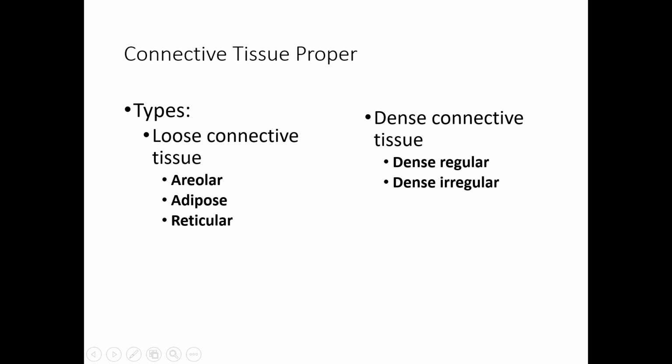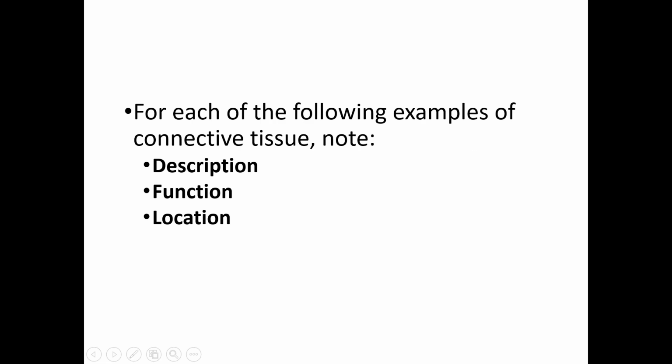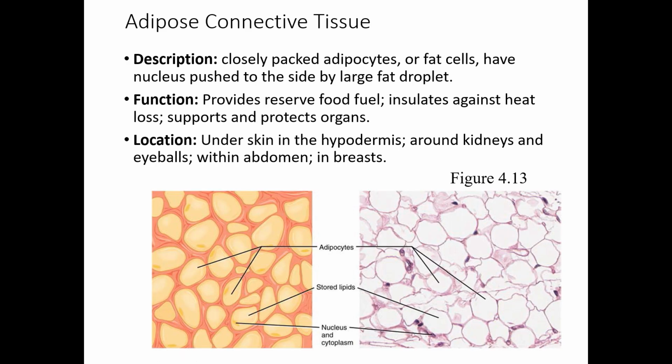And you also need to know the location of that tissue in the body and its main functions. Here it is: description, function, and location for each tissue. We're starting from the adipose connective tissue. That's what you can see under the microscope, and that's just a drawing picture.